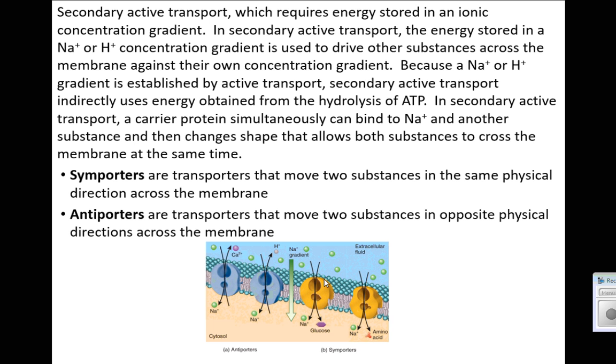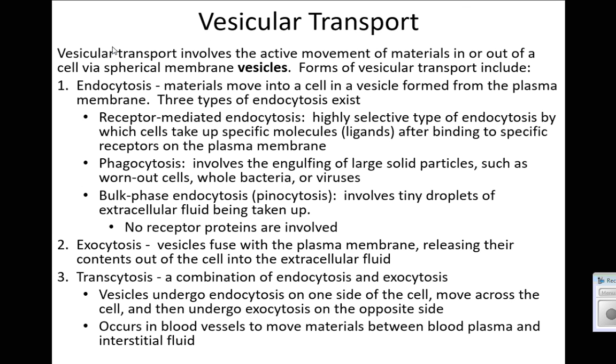Now, sodium is the linchpin in this case. Sodium doesn't always have to be the linchpin. Hydrogen ions can play a role in secondary active transport, because hydrogen ions can also be involved in primary active transport. We just use the sodium potassium ATPase pump because that's the main one that we'll see in this class. And we'll see it as soon as next week when we talk about action potentials because it's involved in that as well.